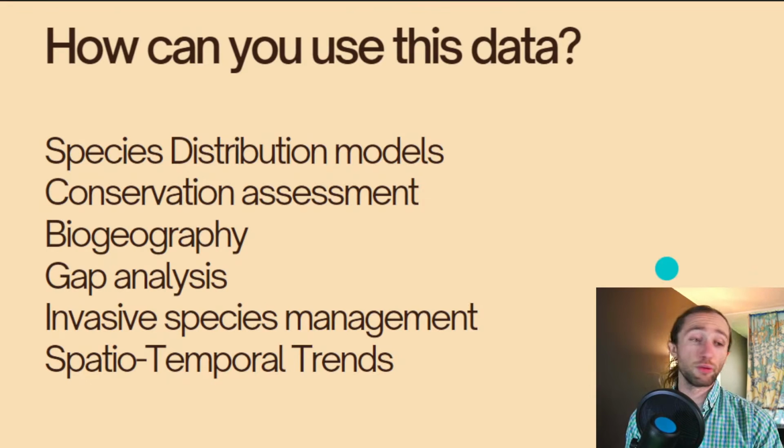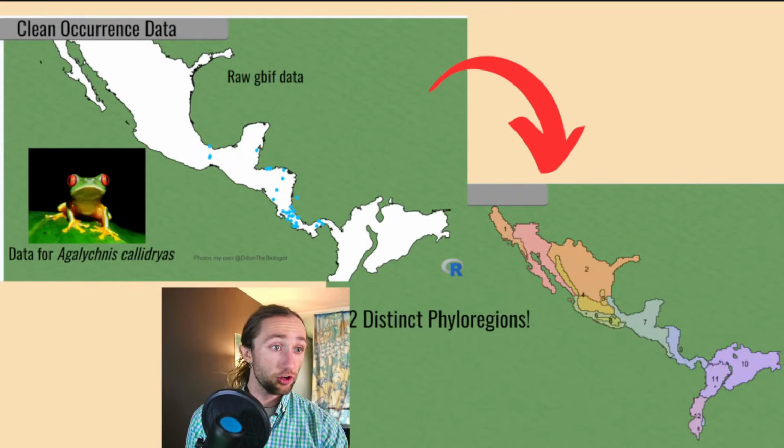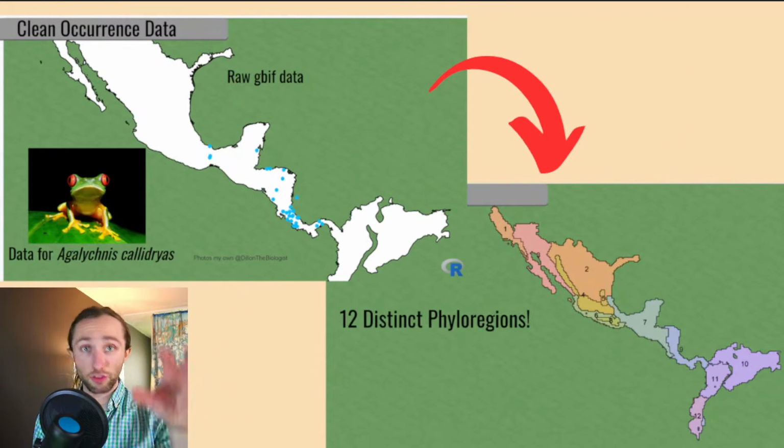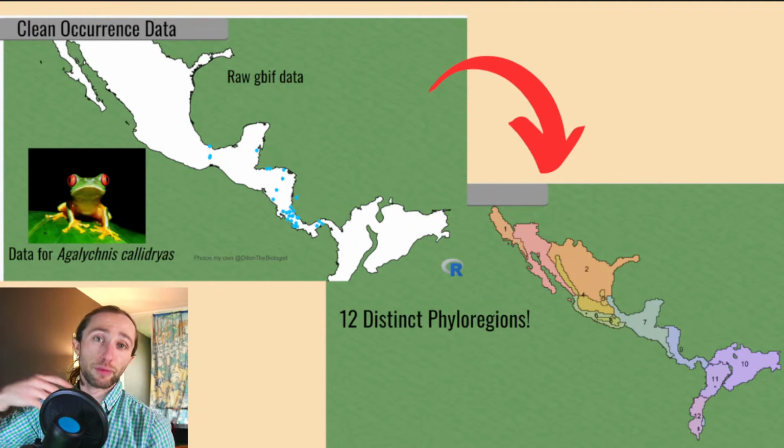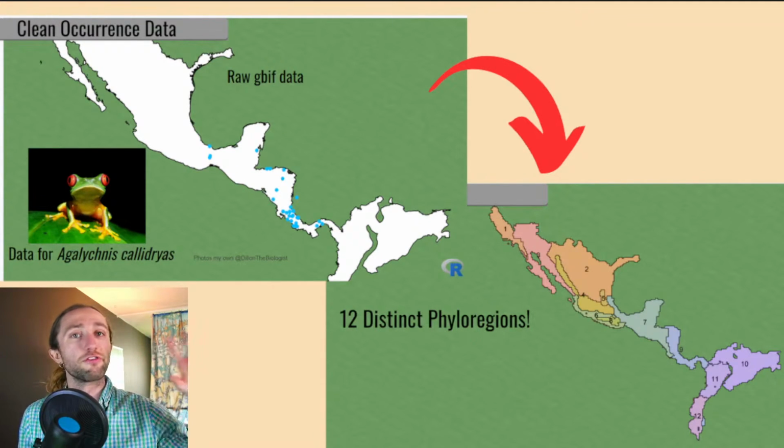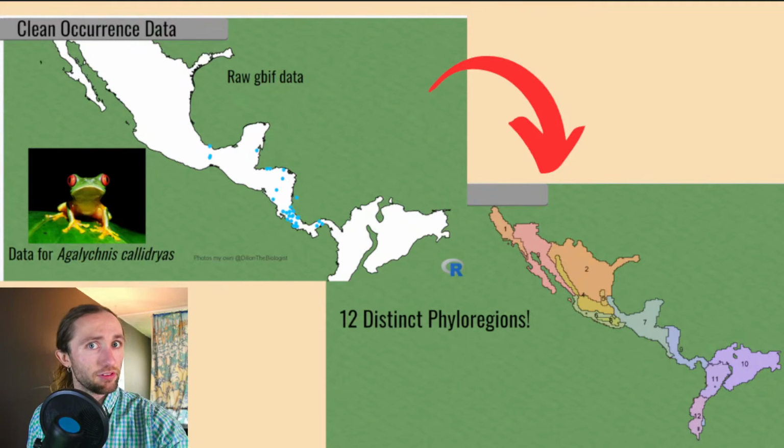And I've used GBIF data for my own master's research, which is going to take this GBIF data as well as information from the IUCN to inform and find regions of shared evolutionary history.